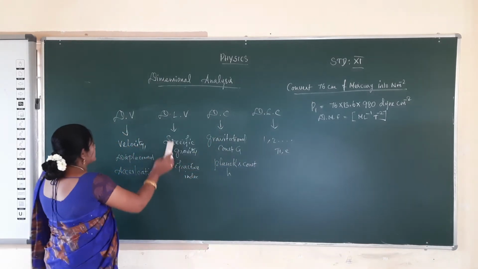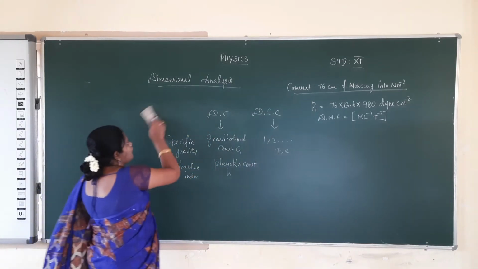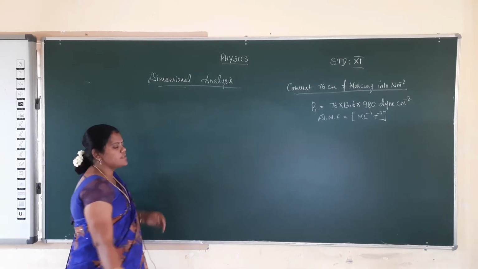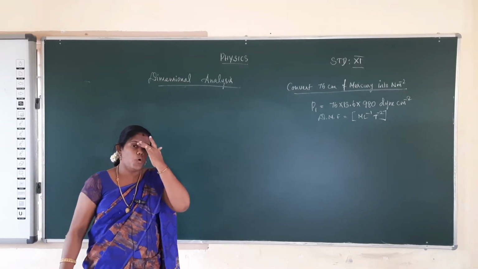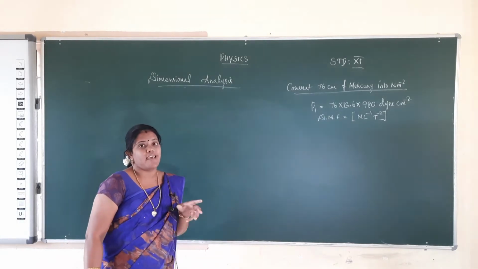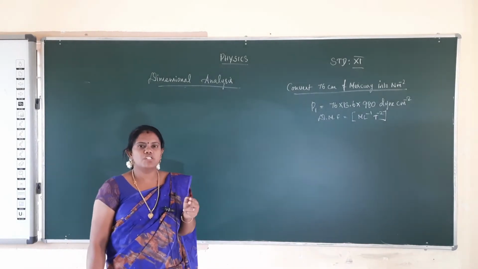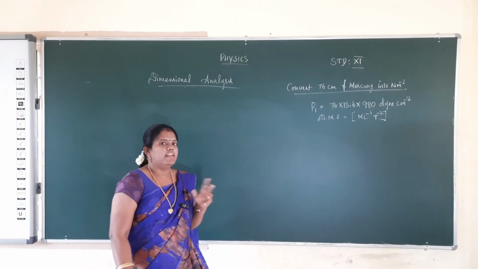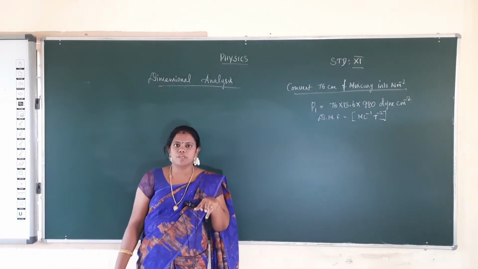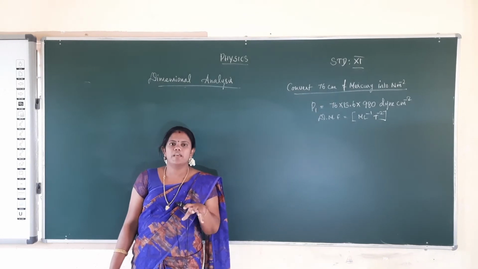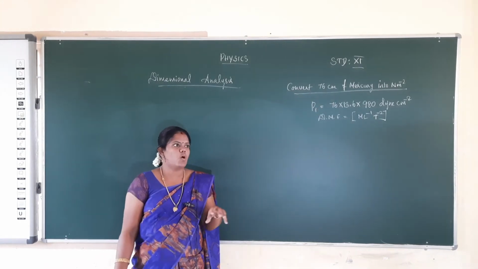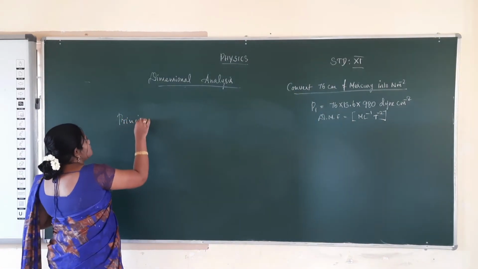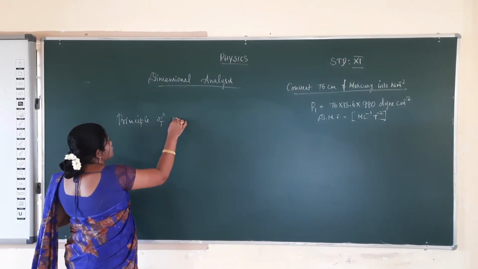Okay, so next we will go for the principle of homogeneity of dimension. What is the meaning of homogeneity? Homogeneity means same. What's the same? The dimension of one equation will be the same on the left and right hand sides. If you substitute the dimensions on the left and right and it gives equal dimension, that is called the principle of homogeneity of dimension.